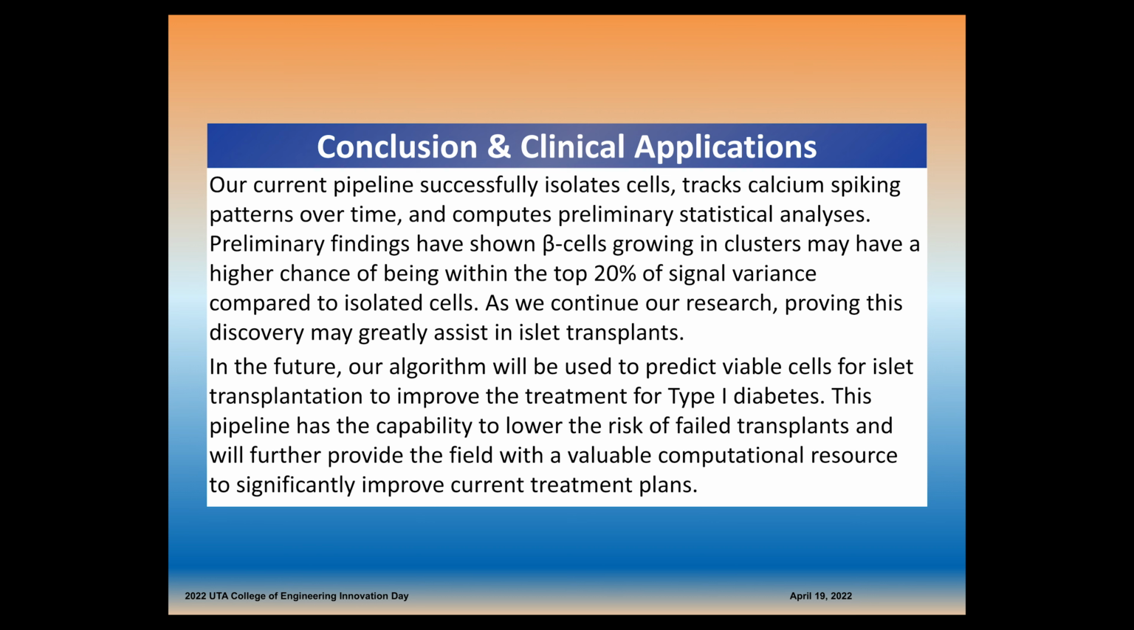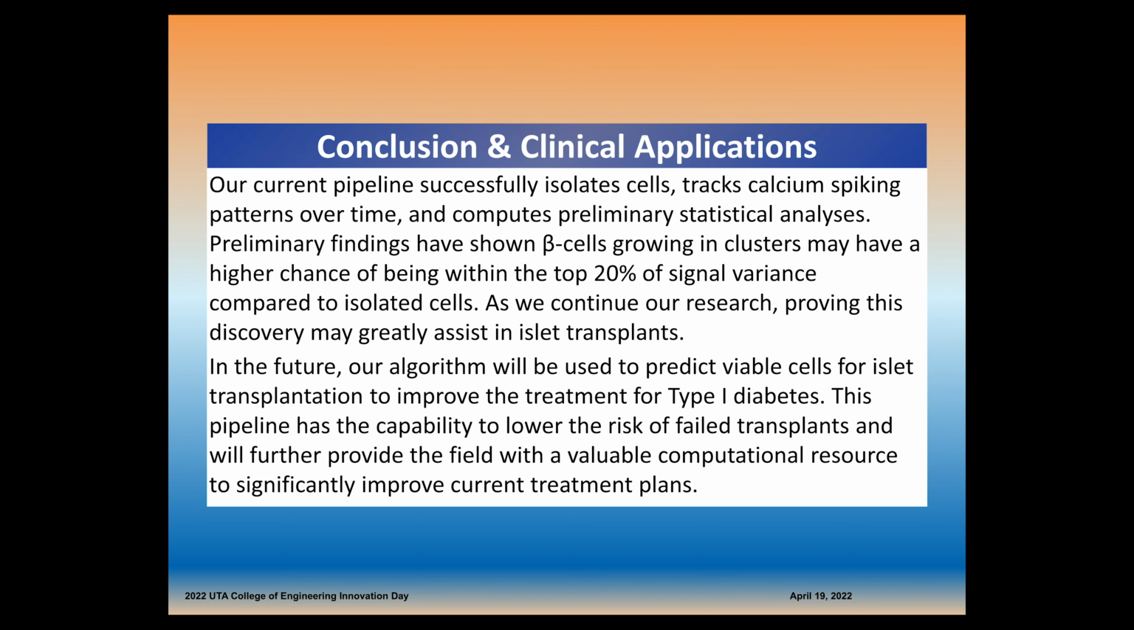Preliminary findings have shown beta cells growing in clusters may have a higher chance of being within the top 20% of signal variance compared to isolated cells. This suggests that cells growing in groups will signal more than cells growing isolated. As we continue our research, proving this discovery may greatly assist in islet transplants.